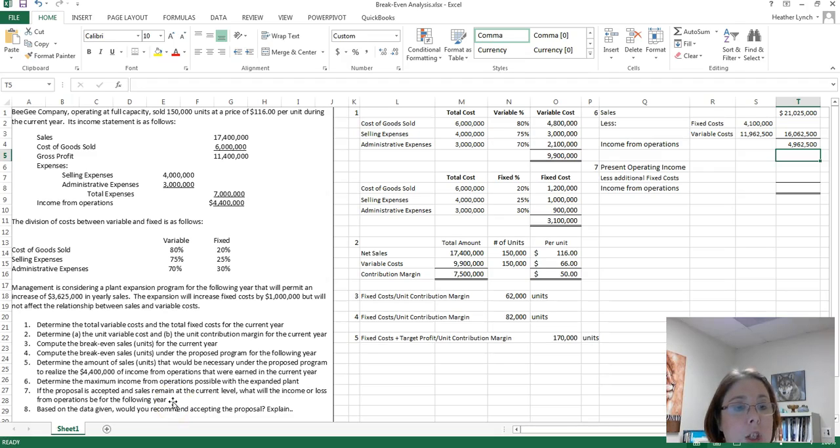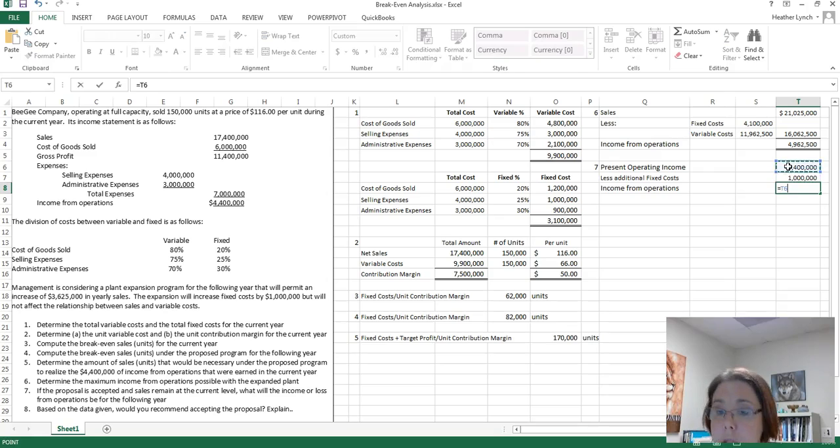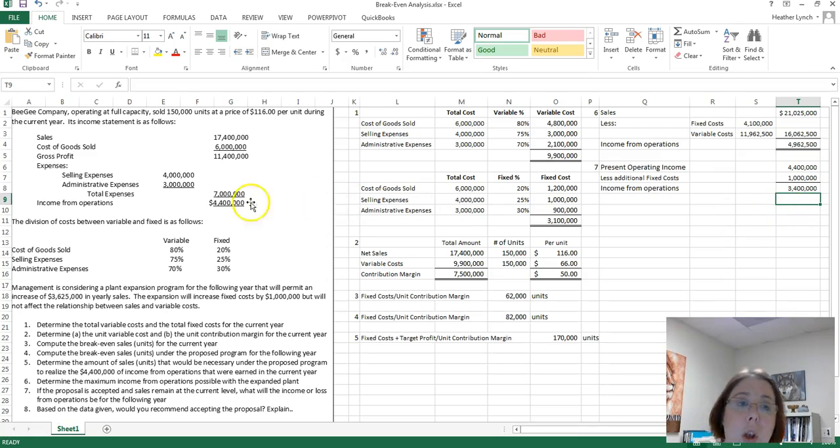So then if the proposal is accepted and sales remain the current level, what will be the income or loss from operations before the following year? Okay, so we had 4,400,000 operations. We increased our fixed cost. Okay, those increased by $1 million. So the difference between those, our income from operations goes from 4.4 million to 3.4 million. Okay, so that's kind of how the calculations go.